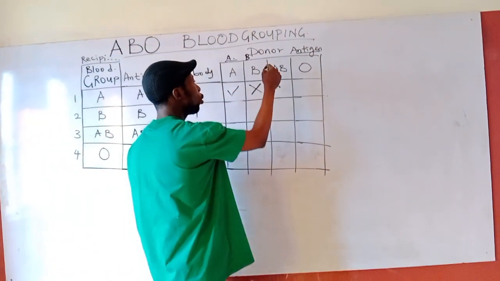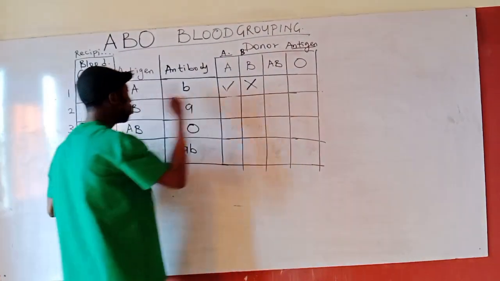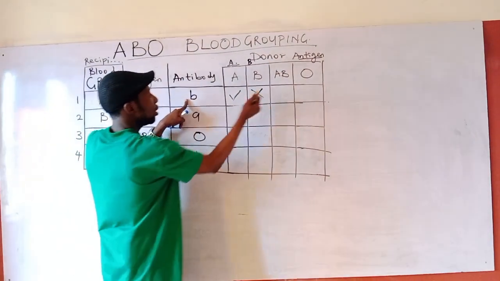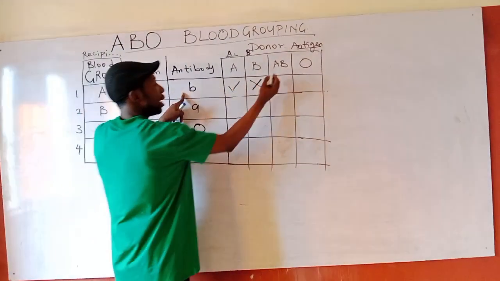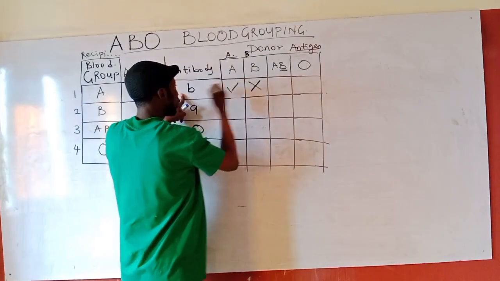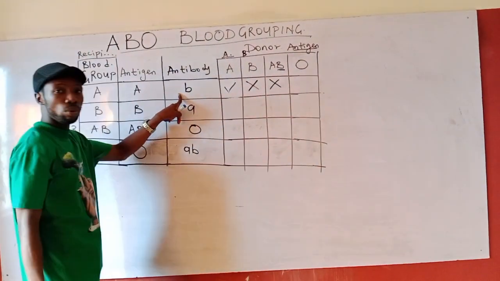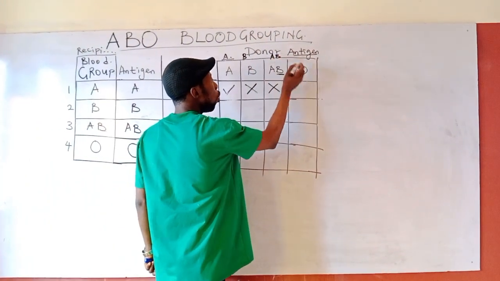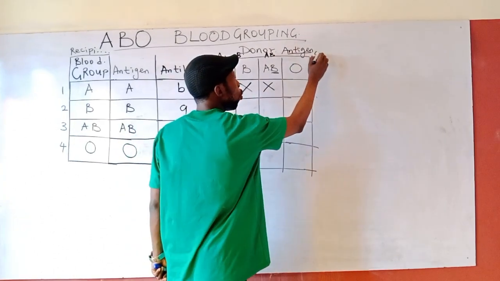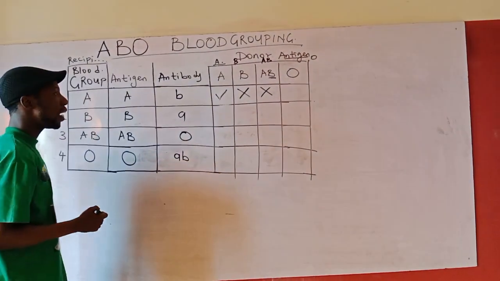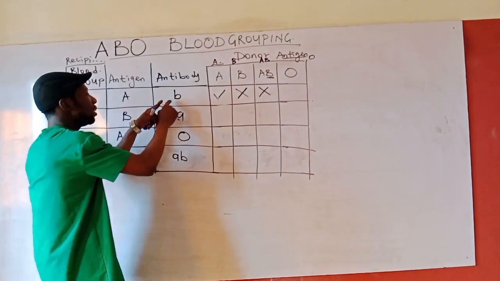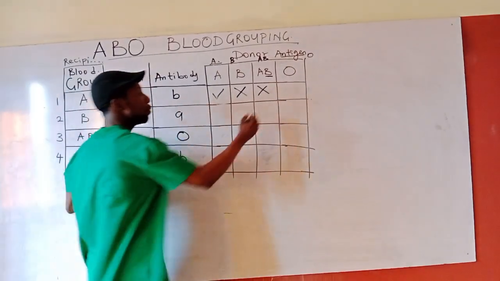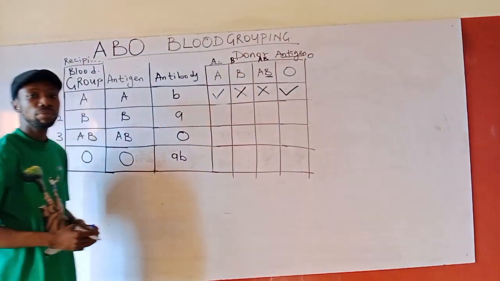Okay, then the donor with blood group AB donating blood to A is not possible, because the antibody here is A, the antibody here is B, and here we have B. Because of that, the blood cannot go. Then blood group O here, O has no antigen. So if the blood is coming inside, the antibody will stay to fight the antigen, but there's no antigen to react. For that reason, the blood can go.